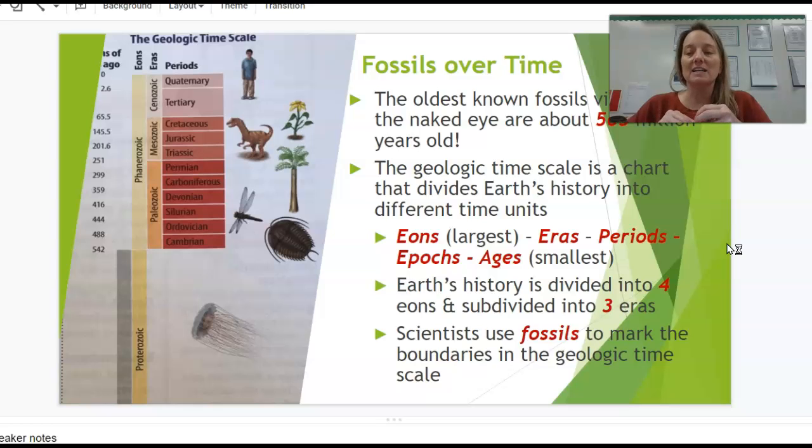The Earth's history is divided into 4 eons and subdivided into 3 eras. Scientists use fossils to mark these boundaries in the geologic time scale. If you look at this little picture, we've got eons, 3 eras, and then our periods, like our Jurassic period. And then we go into epochs and ages. Think of the Ice Age, the Industrial Age. We've got those ages that come about.